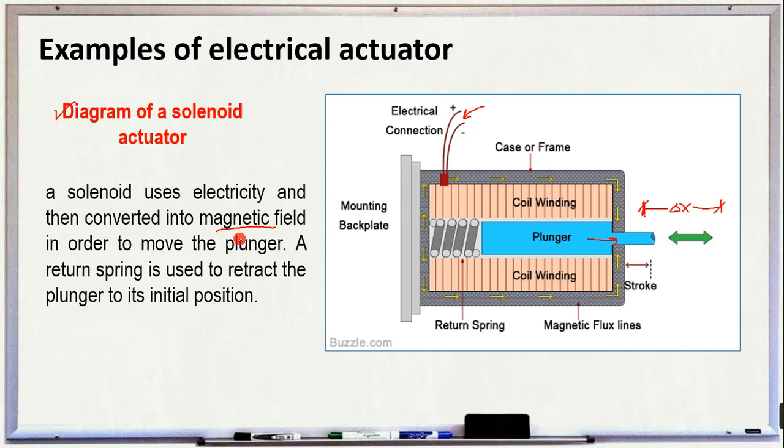And once we disconnect, meaning we cut off the electrical signal, there is a return spring used to retract the plunger to its initial position. So inside our solenoid actuator there is a return spring, connected to the plunger. Once we de-energize the solenoid or remove the electrical signal, the return spring pushes the plunger back to its initial position. With this arrangement, we convey motion through this solenoid actuator. So it uses the electrical signal.